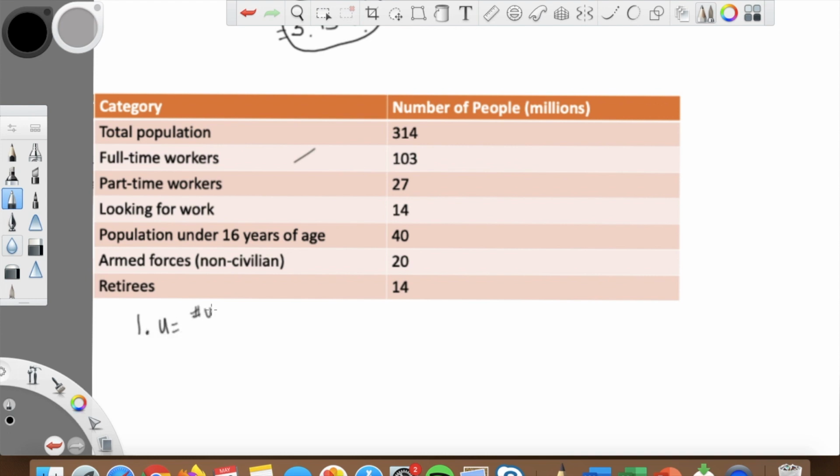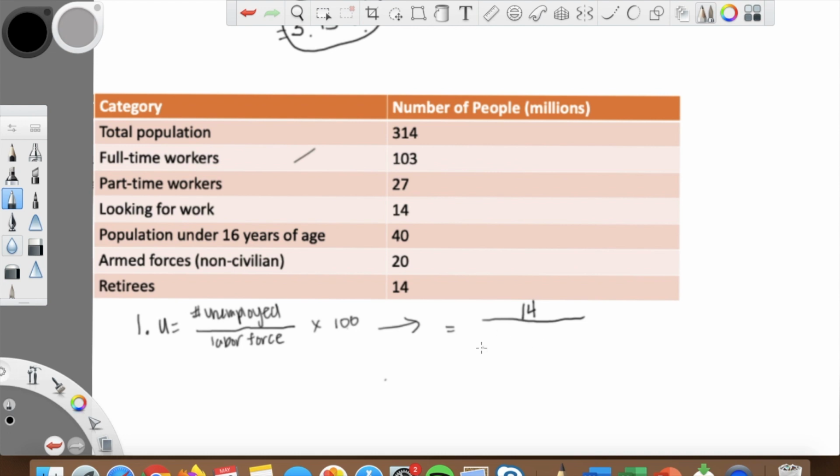So remember, that's the number of unemployed people over my labor force and times 100. So first, we have to figure out who is unemployed here. So in the table, I've got the total population, I've got my full-time workers, I've got my part-time workers, I have those looking for work, folks under 16, the armed forces, non-civilian, that's the same as active duty, and retirees. So the only people who count as unemployed are going to be the people who are looking for work. So that's 14 million people. We're going to put 14. I'll just leave the million off here in the top portion.